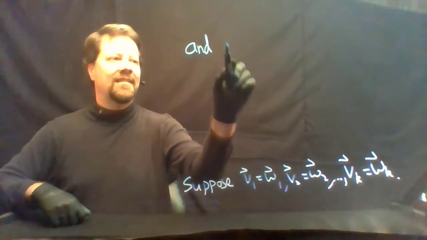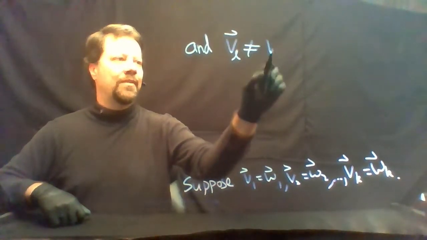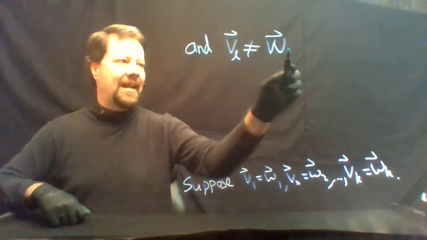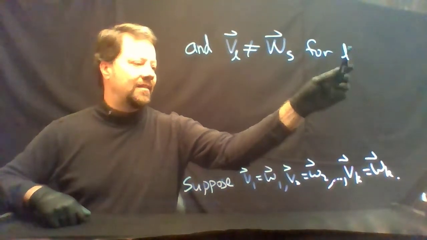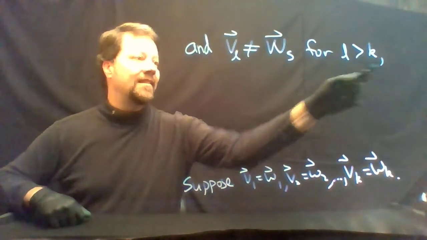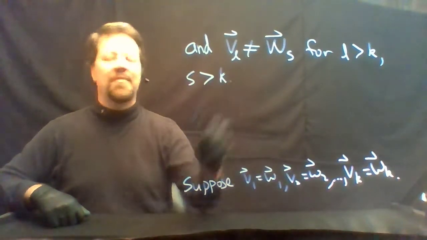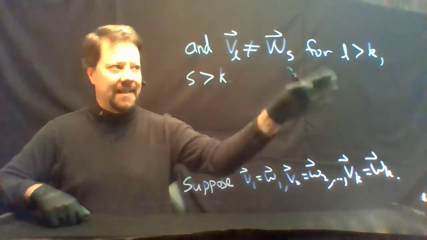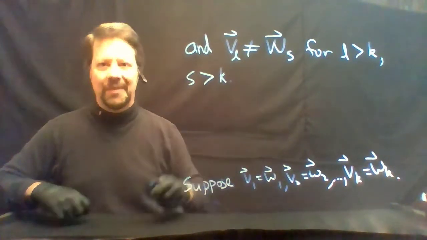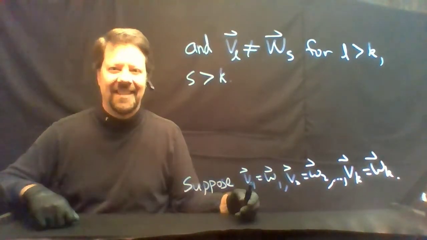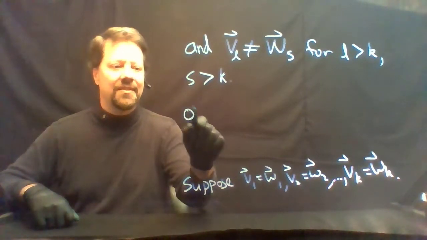And vl won't equal ws for l greater than k, s also greater than k. So none of the v's at the end will equal the w's, and none of the w's at the end will equal the v's. It's at this point we'll subtract these two representations.